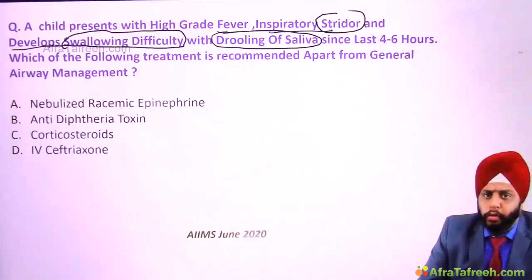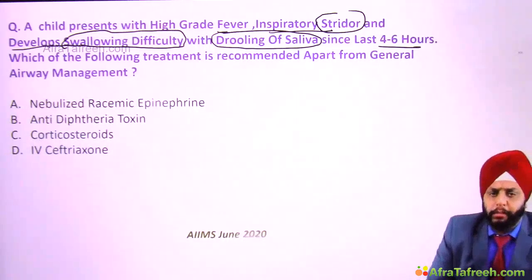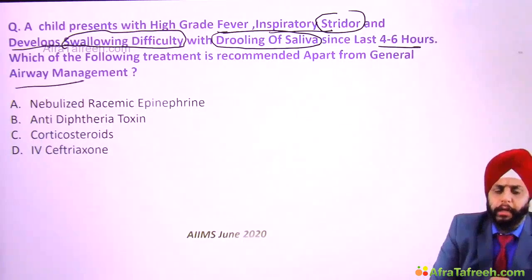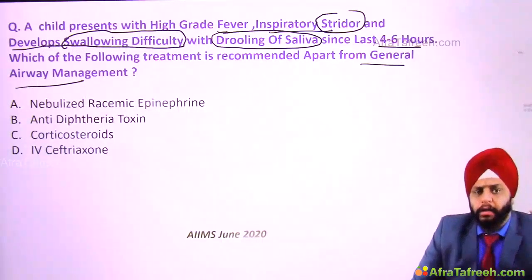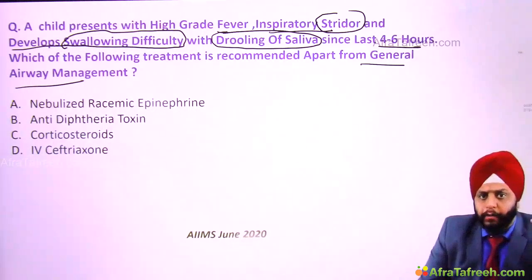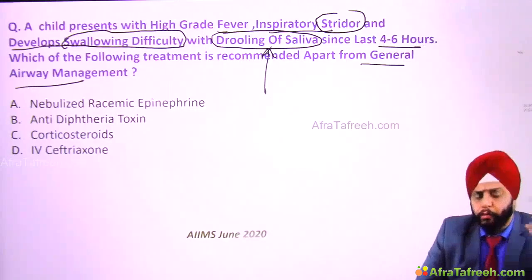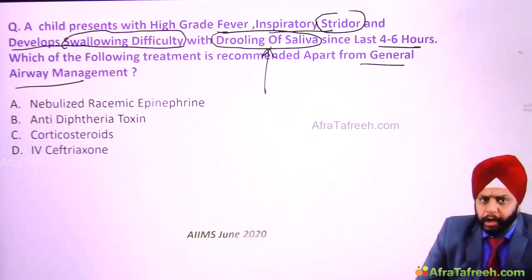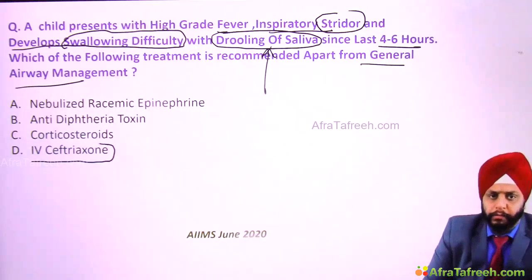Since last 4 to 6 hours. Which of the following is recommended apart from general airway management? So you see child, high-grade fever, stridor, difficulty in swallowing, drooling of saliva. Now, drooling of saliva is very typical, so it points towards acute epiglottitis. That is our first diagnosis. So what will you do apart from management of the airway? You will give antibiotics. Which antibiotic? You will give IV ceftriaxone.